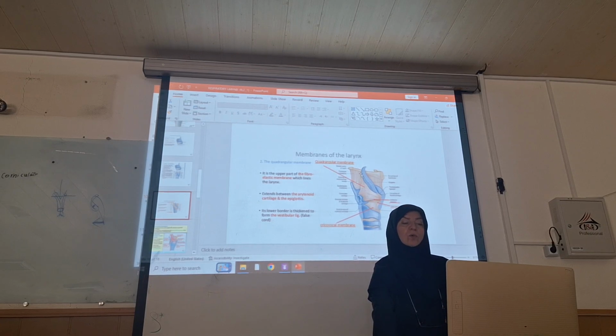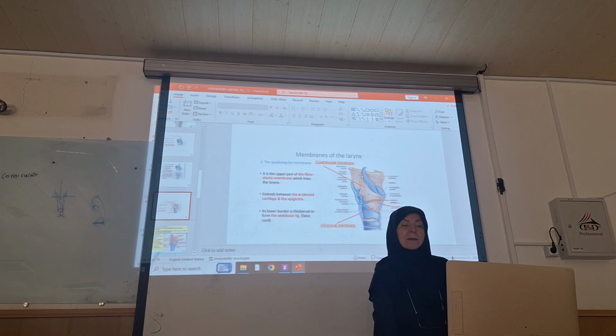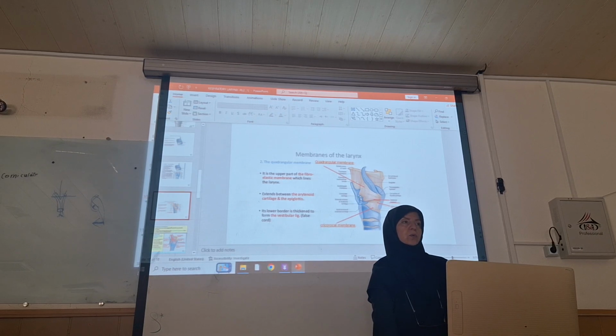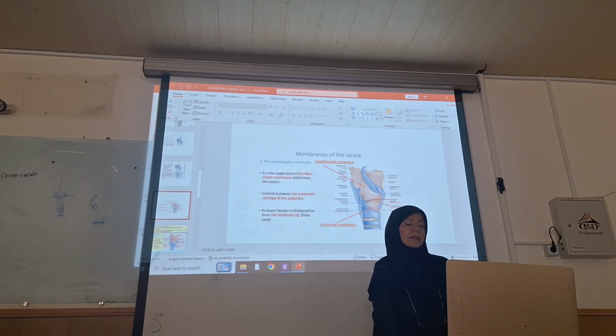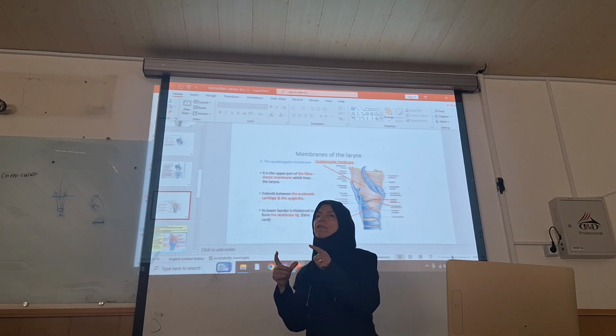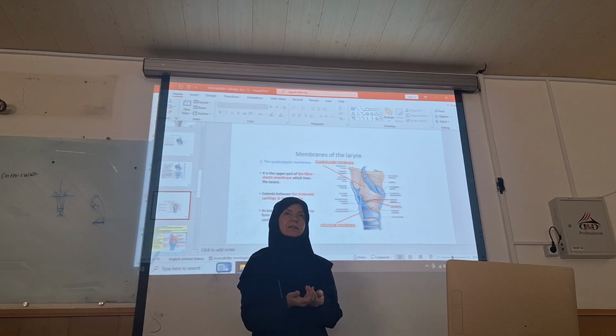The superior border of the quadrangular membrane is free. It is between the arytenoid and the epiglottis. We can call it the aryepiglottic fold. This aryepiglottic fold forms the lateral side of the inlet of the larynx.